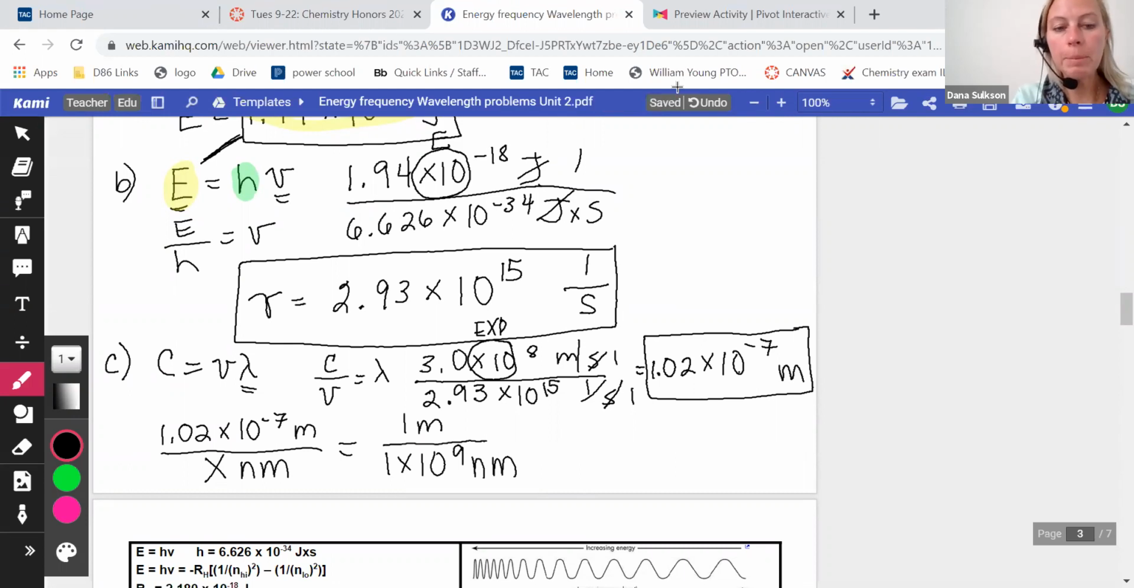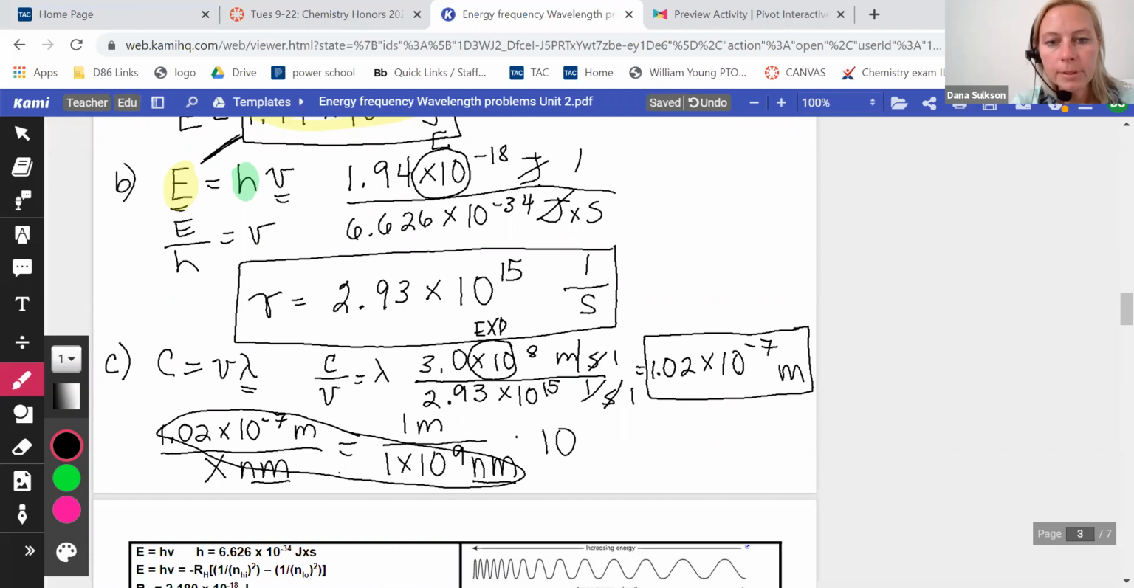Remember, when you're setting up a proportion, your units need to be the same on both the numerator and the denominator. Because there's an equal sign, you cross multiply the two numbers and then divide by the other. Since it's dividing by 1, you just have to cross multiply. You cross multiply and you get 102 nanometers.